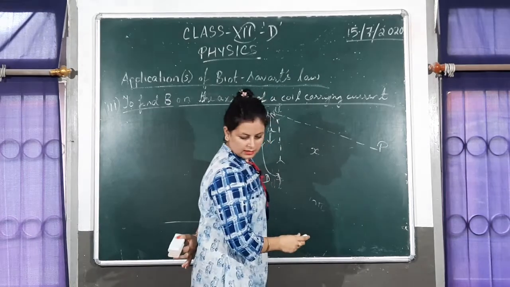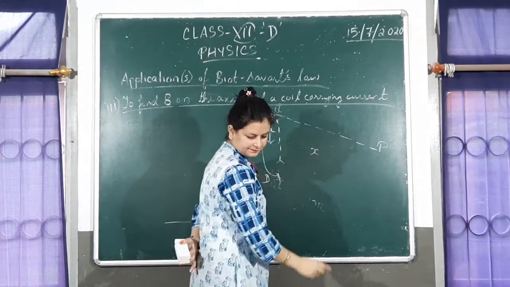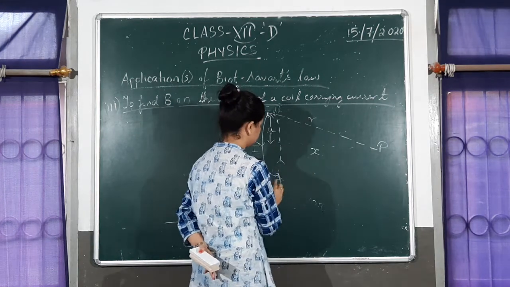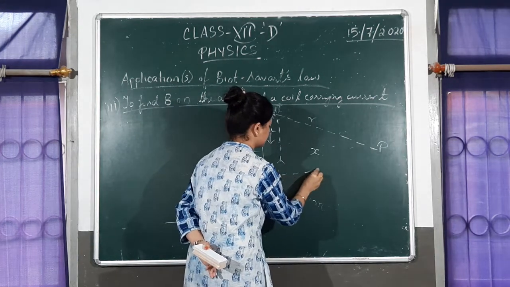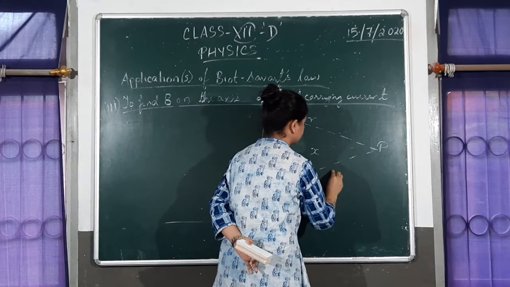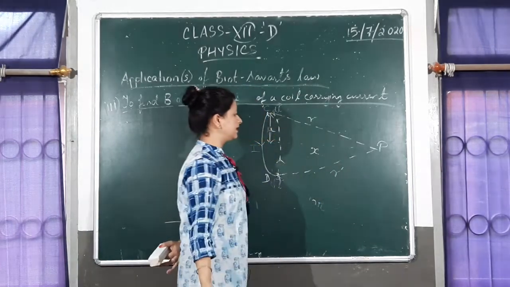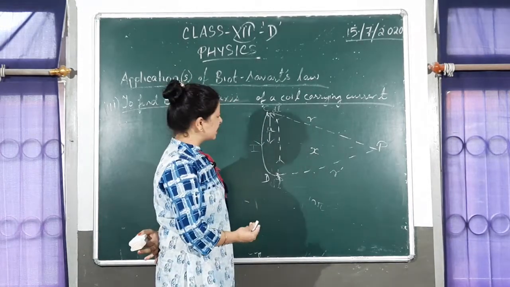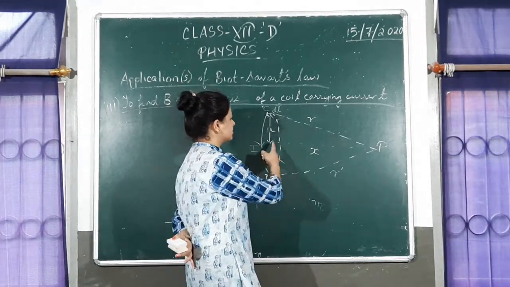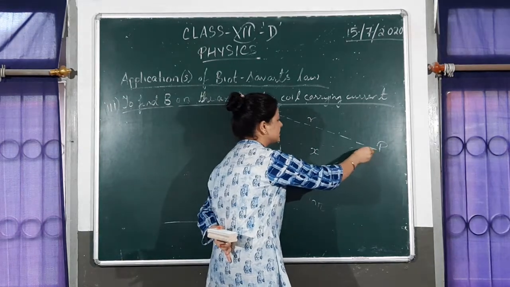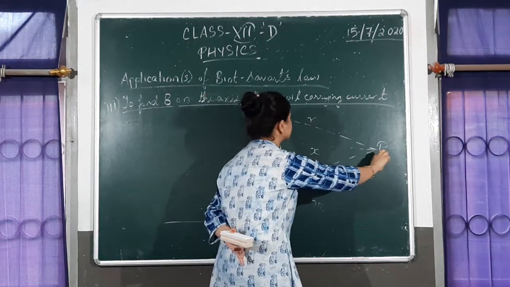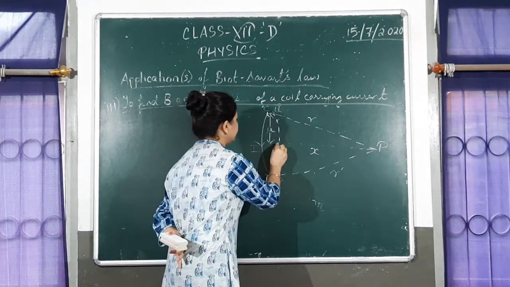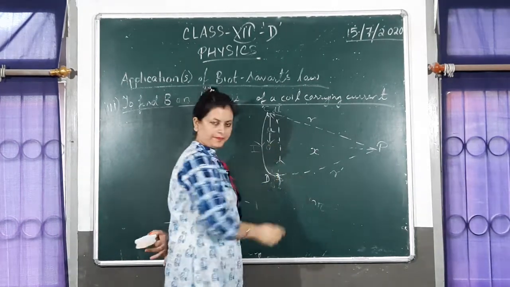The position vector, say this is R, and this is also equal to say R dash. Later on we will find out that R and R dash are equal. Now we are going to find out the magnetic field intensity at a point P which is situated on the axis of a circular coil which is carrying current. I will name the central point as O.